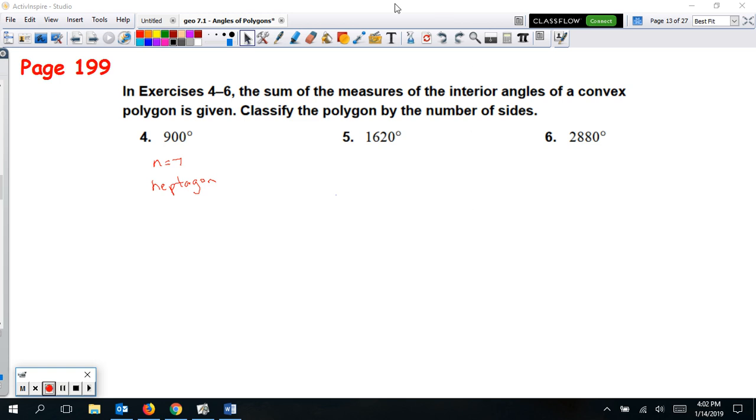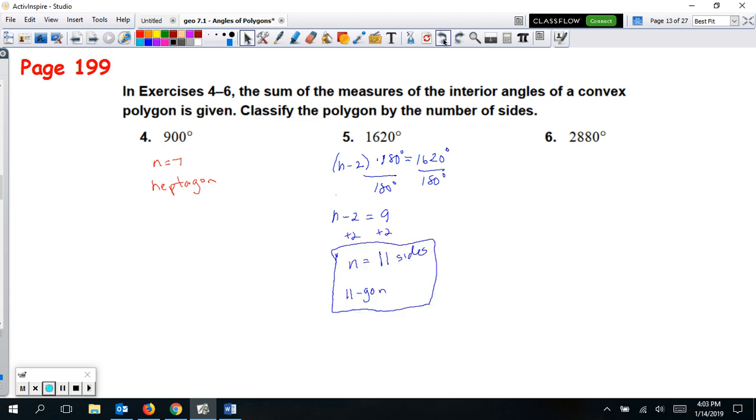Okay, you should have paused the video. So here's the answer for number 5. So start off by just writing out the formula equal to the 1620. And then we're going to divide, just like we saw before. I would divide by 180. That's going to be a little easier to do. Since it's this times 180, you can divide by 180. And now 1620 divided by 180, you can do that on a calculator if you want to do it there. And so that's going to give us 9 when we do that. So now we're just going to add 2 to both sides, and we know 9 plus 2 is going to give us 11. So n is 11 sides, so it's an 11 gon. That's all we say. That's how you can classify it.